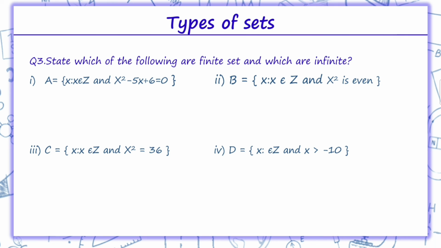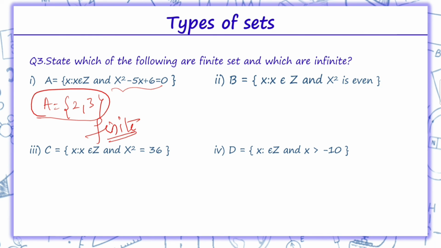State which of the following are finite and which are infinite sets. Finite means that it can be listed in the set, that is a finite set. Now as I solve this equation, I'll get over here the perfect values. So this A will be written as 2, 3. The elements of this particular set can be listed in the set. Therefore this is what? Finite set.